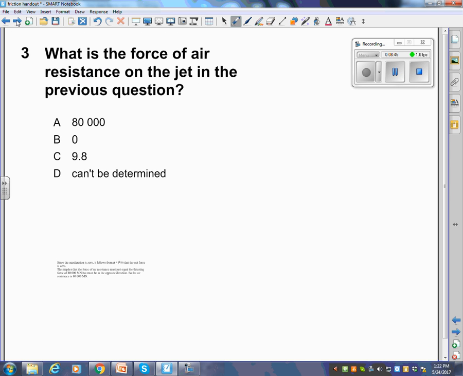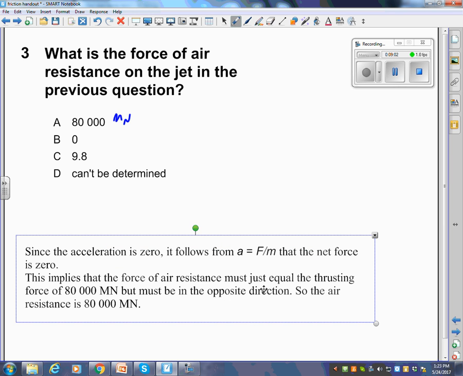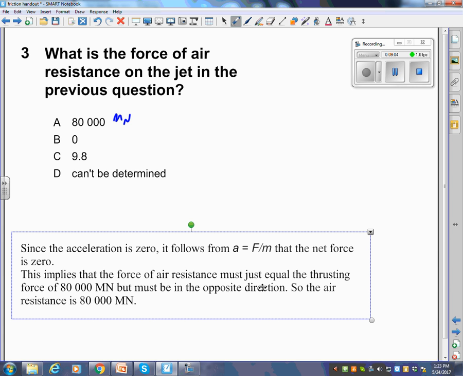What is the force of air resistance on the jet in the previous question? A, B, C, or D, Jeff? A. And I should probably have included a unit there, right? Yes, it would be A. Since the acceleration is 0, the net force is 0, and that means that if the engines are applying 80,000 meganewtons, there is 80,000 meganewtons of friction as well.